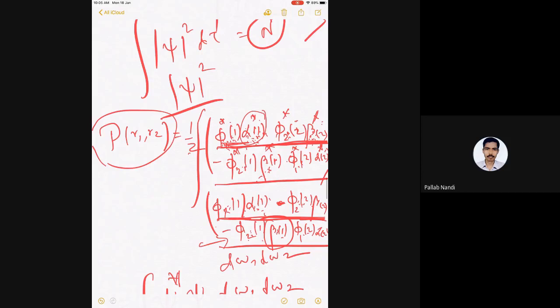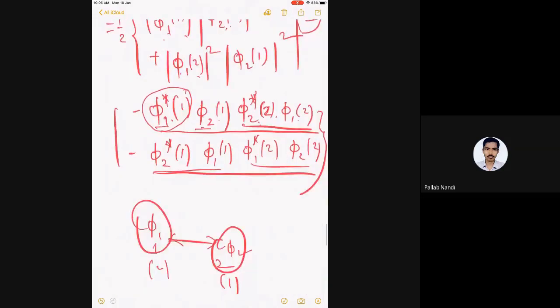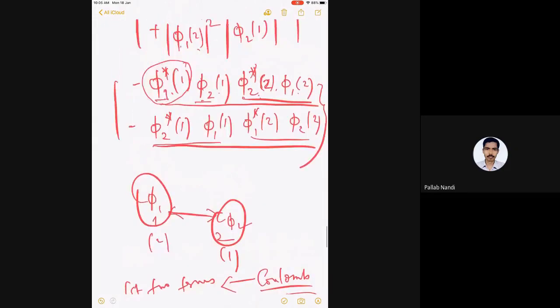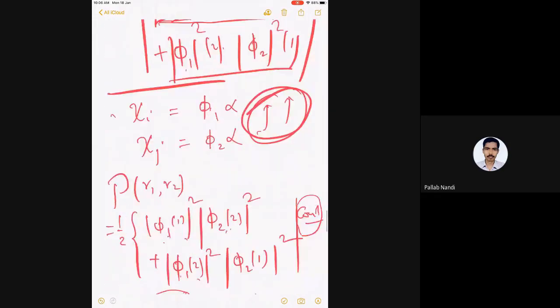The same thing happens with this and this term. Beta star 1, beta 1 is 1, alpha star 2, alpha 2 is 1. What remains is phi 2 star phi 2, phi 1 star phi 1. If I want to integrate this term with this term, that becomes 0. Is it clear to all? But what is important to understand is the physical effect.